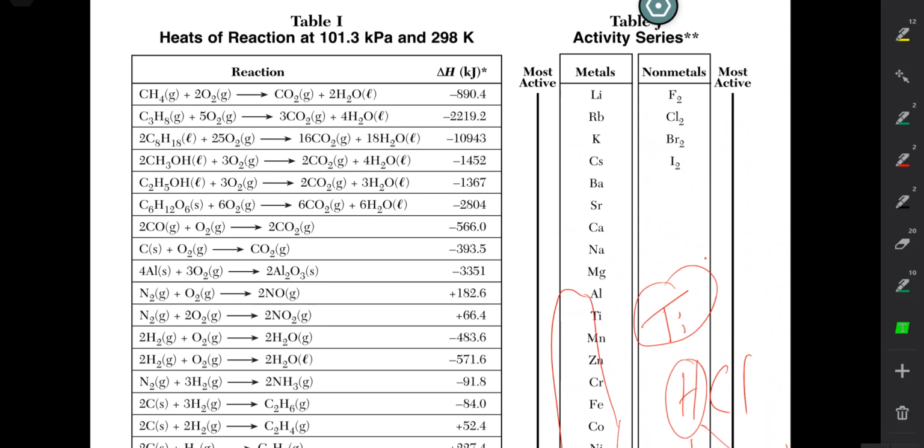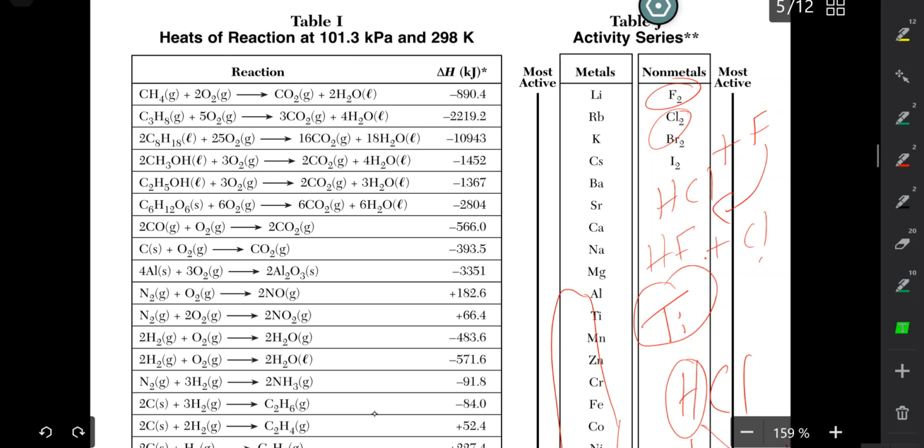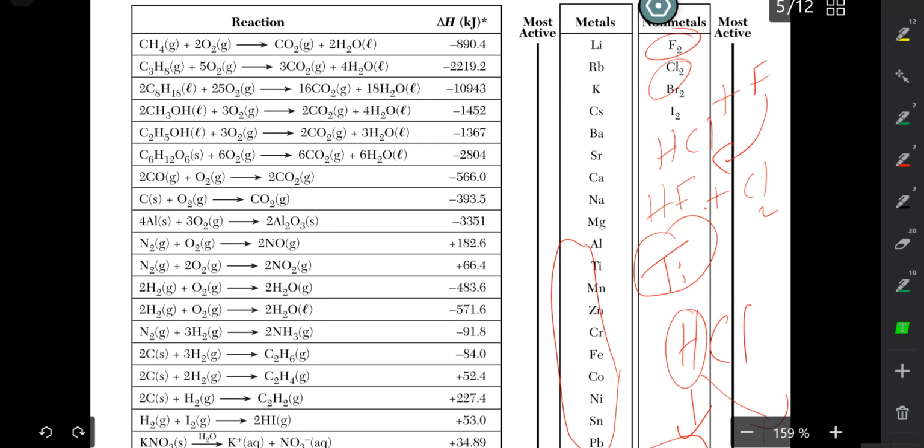This will also work the other way around. Let's say you had HCl and you reacted that with fluorine. Fluorine here is more active than chlorine, so fluorine will come and knock off chlorine to give you HF, and then chlorine will come right off. Okay, so this is how we can use table J.